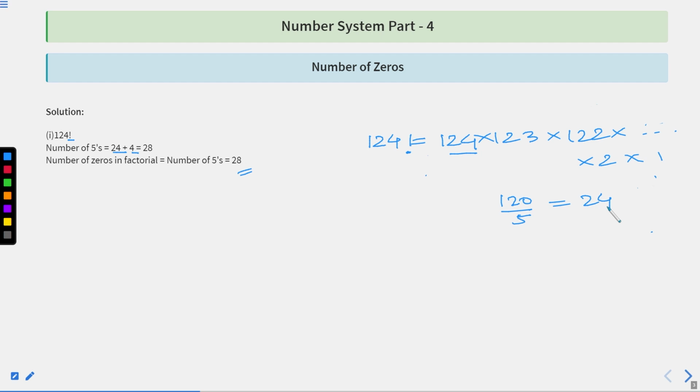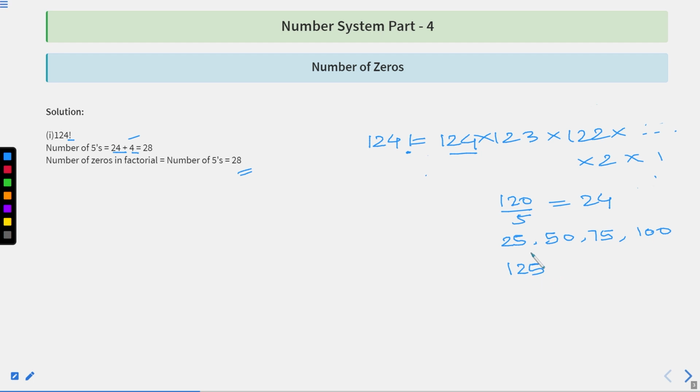Now check for such numbers which have two fives, like 25, 50, 75 and 100. So we add 4 extra here. If it was a question where three fives can occur, when does 3 fives occur?